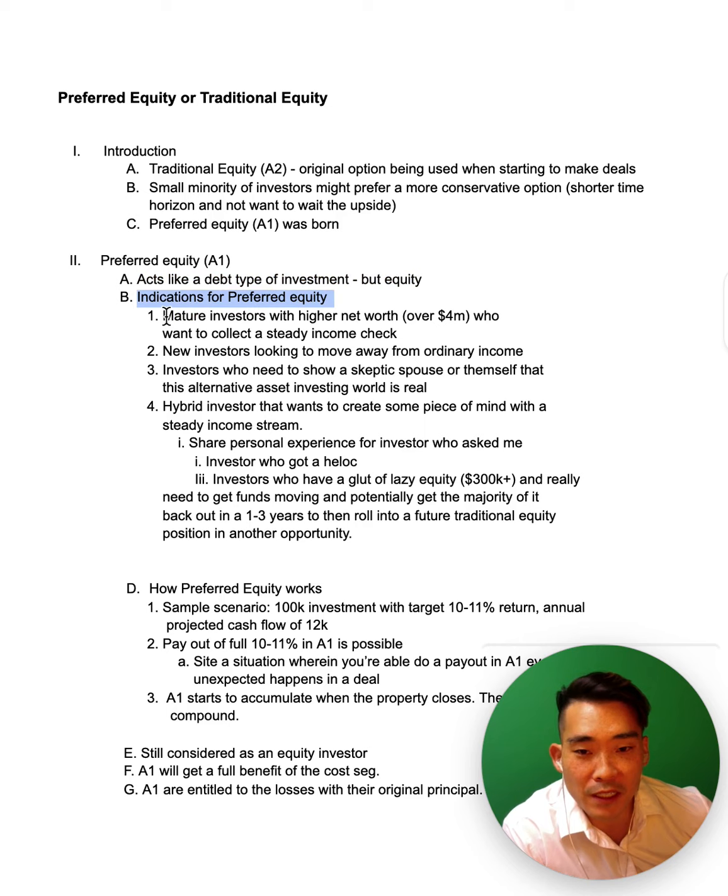Implications for pref equity. Like I said earlier, this may be a good thing for more mature investors out there who have a higher net worth, who just want to collect a steady income check, or newer investors looking to move away from ordinary income to more passive income, or just want to try us out. Great way to sit at the top of the capital stack with a more conservative option where you don't have to wait maybe a couple quarters for the deal to get restabilized to start seeing distributions. Typically, with the pref equity or A1 in this case, you're going to get paid out a lot quicker. In the past, we started paying out distributions right after the first complete month, and then paid monthly distributions after that. Great situation if you have a skeptic spouse at home.